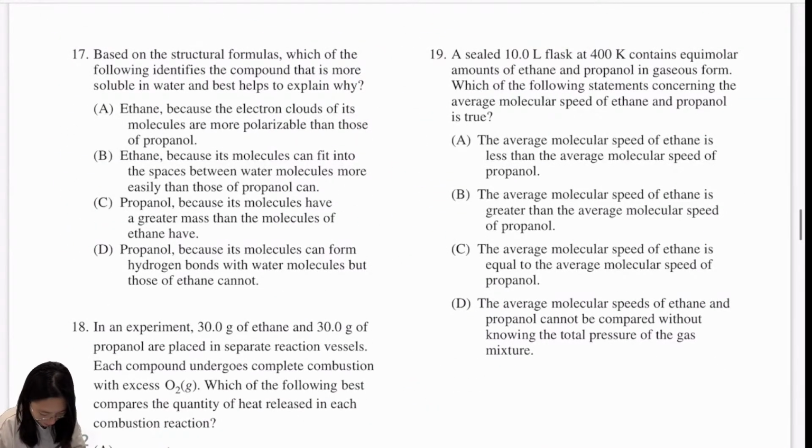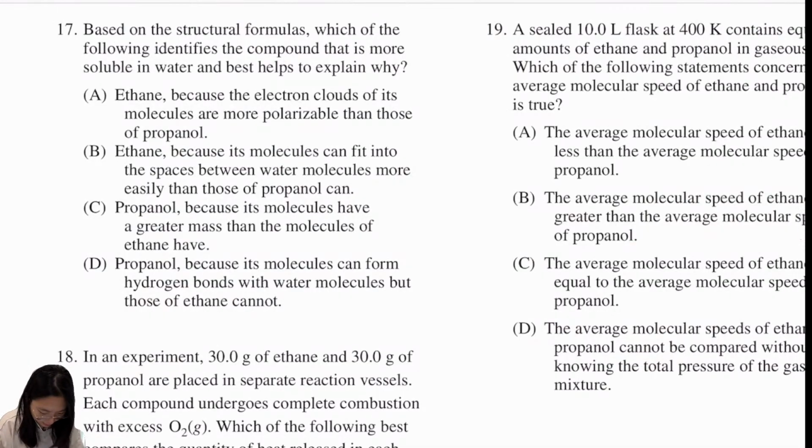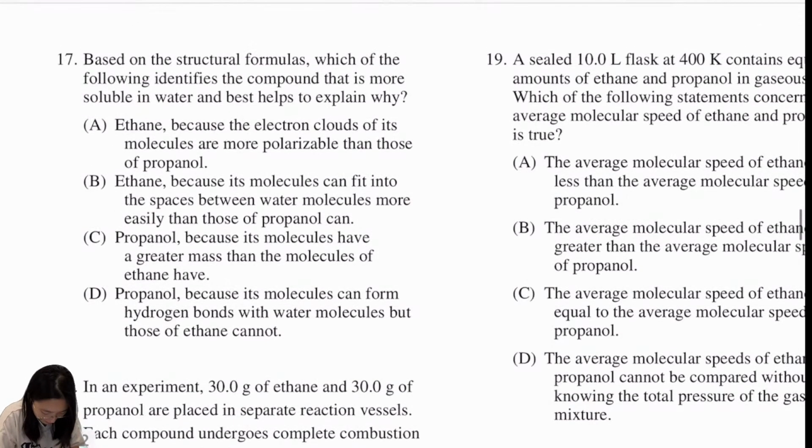And then next, question number 17. Based on the structural formula, which of the following identifies the compound that is more soluble in water and best helps to explain why? So solubility is all about the intermolecular force. When two substances have similar intermolecular forces, they tend to be soluble with each other. In water, hydrogen bonding is the primary force that connects the water molecules together. So it must be something that has hydrogen bonding or a very strong ion-dipole force or dipole-dipole interaction.